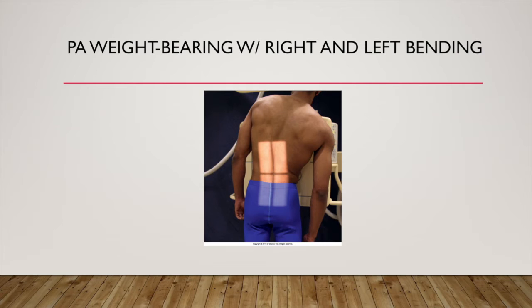The PA weight-bearing view is done when the patient is standing upright and their front side is up against the wall bucky. They then bend either to the right or left side. The image on the slide shows the patient bending right. Also, I have yet to see this procedure done at my clinical sites.